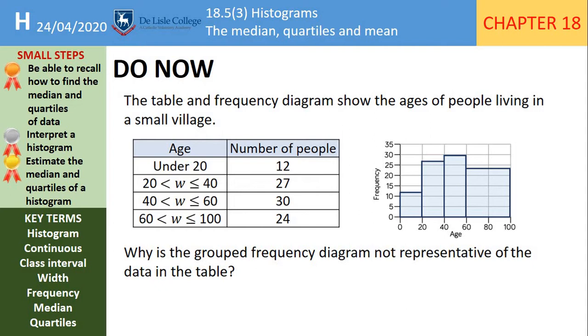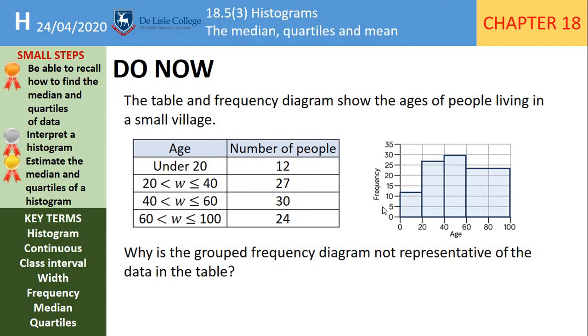So the do now task says the table and frequency diagram, so the frequency diagram is here, show the ages of people living in a small village. Why is the grouped frequency diagram not representative of the data in the table? Well, we have continuous data here, and hopefully from our lessons on histograms, you notice that we plot frequency density up the side. Actually, they've only plotted frequency.